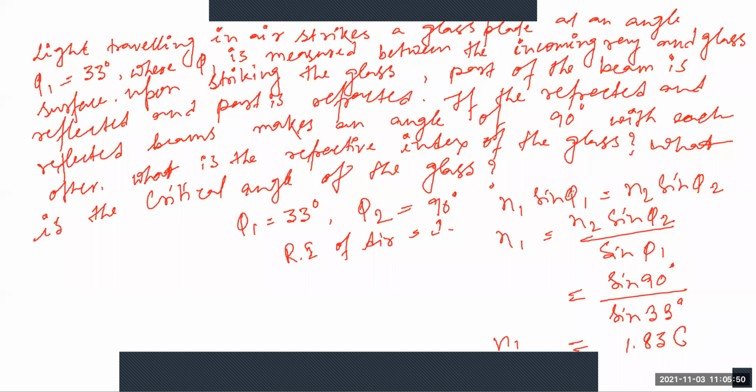Okay, now the next question, that is the critical angle. In this case, phi 2 is 90 degrees and phi 1 equals phi c, so we need the phi 1 value. Here again we have a formula, that is sine phi c equals n2 by n1 sine 90 degrees. So the n2 value is 1, divided by 1.83.